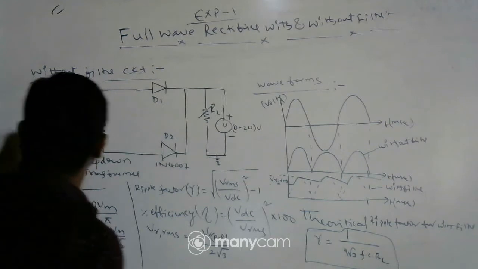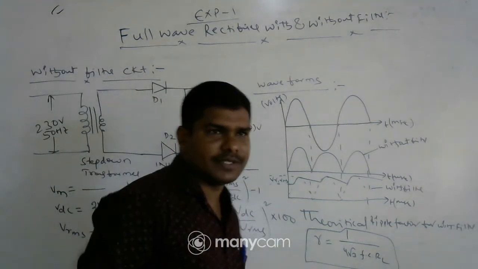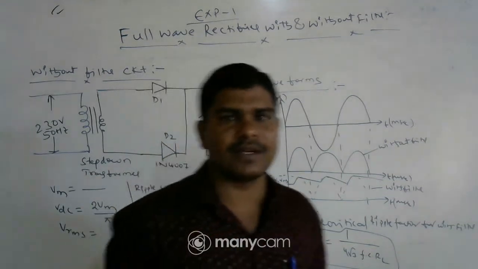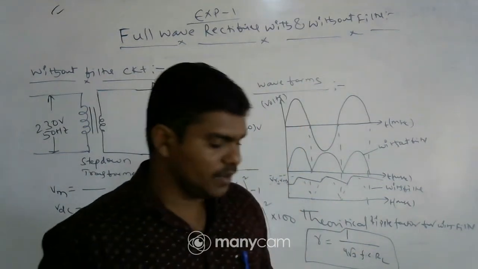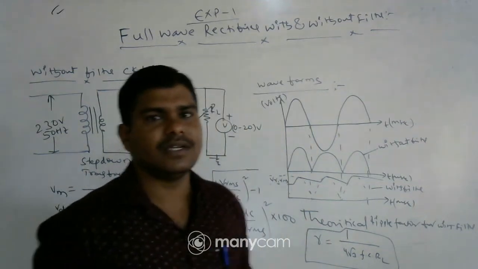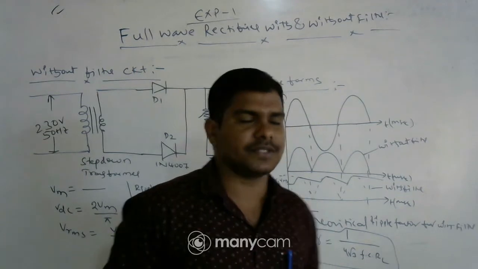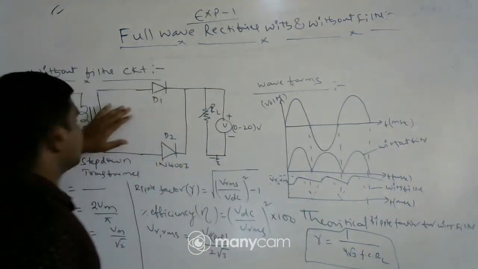What is the purpose of converting an AC signal into DC? Most electronic equipment runs on DC voltage. From the power plant we get AC voltage, and we have to convert it to DC voltage to run electronic equipment.